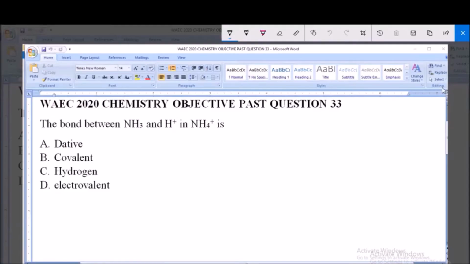Hello and welcome. I'm going to be answering WAEC 2020 Chemistry Objective Past Question 33. The bond between ammonia and hydrogen ion in the ammonium ion is A. Dative, B. Covalent, C. Hydrogen, D. Electrovalent. So the ammonium ion is represented by NH4 with a superscript plus, and it is formed when a molecule of ammonia combines with one hydrogen ion.